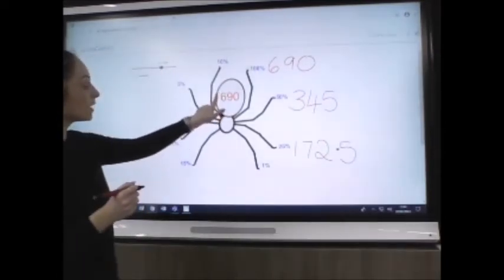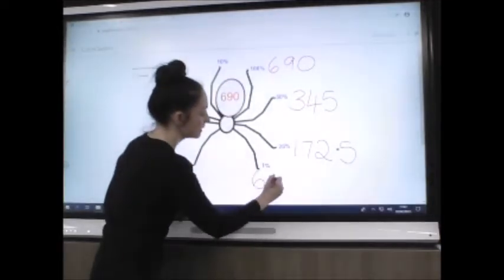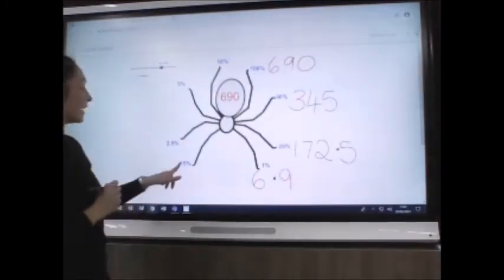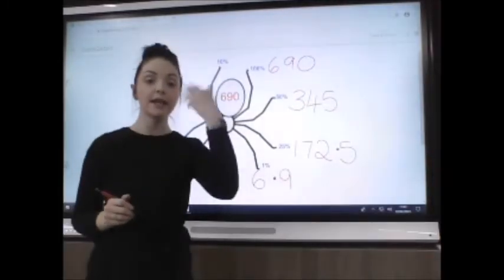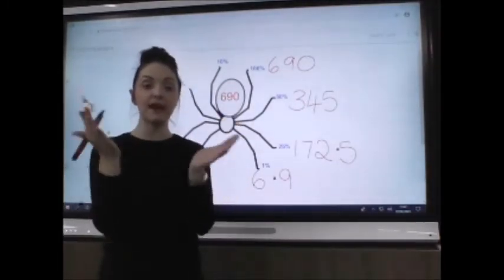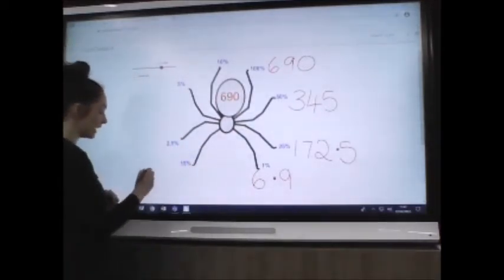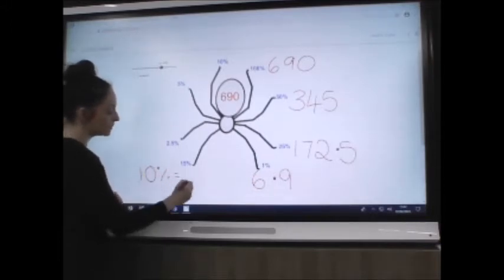So dividing it by 10 would be 69. So it would be 6.9. Yeah? Dividing it by 15% then, we didn't go over this one, but we did go over 10% and 5%. So find 10%, find 5% and add them together. So 10% of 690 would equal 69.